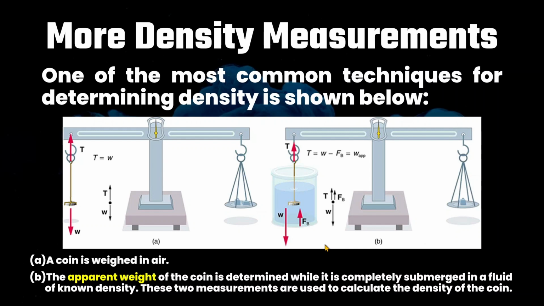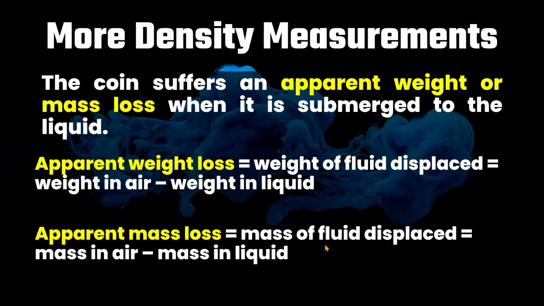The apparent weight of the coin is determined while it is completely submerged in a fluid of known density, most of the time water. These two measurements are used to calculate the density of the coin. So how do we calculate the density of the coin? When the coin is submerged in liquid, the coin suffers an apparent weight or a mass loss. Apparent mass loss or apparent weight loss, these two things are basically the same. The units involved are different, but essentially they are the same.